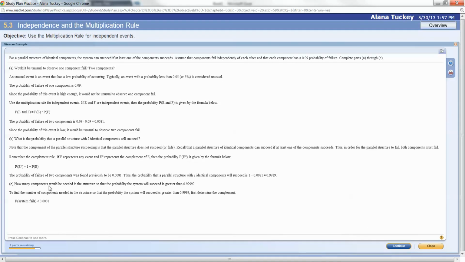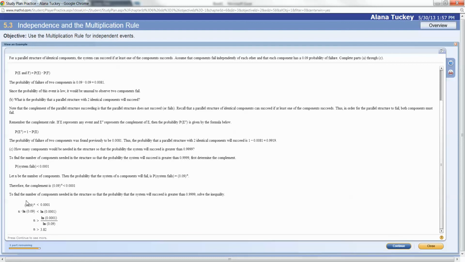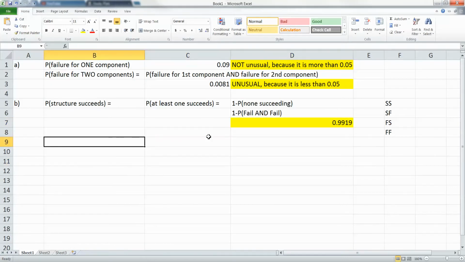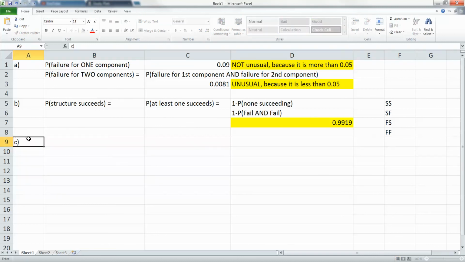All right, how many components would be needed in the structure so that the probability the system will succeed is greater than 0.99999? Now they're going to show you this whole way that involves logarithms, and that's all well and good, but I'm assuming most people haven't seen logarithms in a while, so let me come up with this in a different way. I'm going to do this by trial and error a little bit.